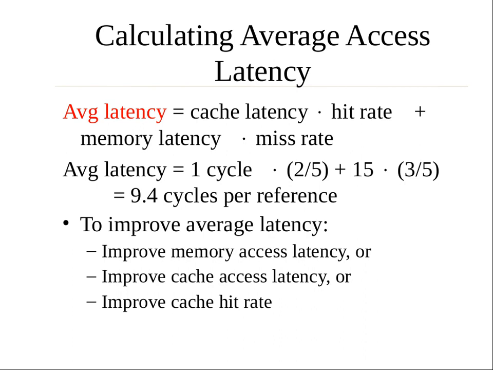So 2 out of 5. So 40% of the time we hit the cache, 60% of the time we hit the main memory. You math it out, arithmetic. We need about 9.4 cycles per reference.